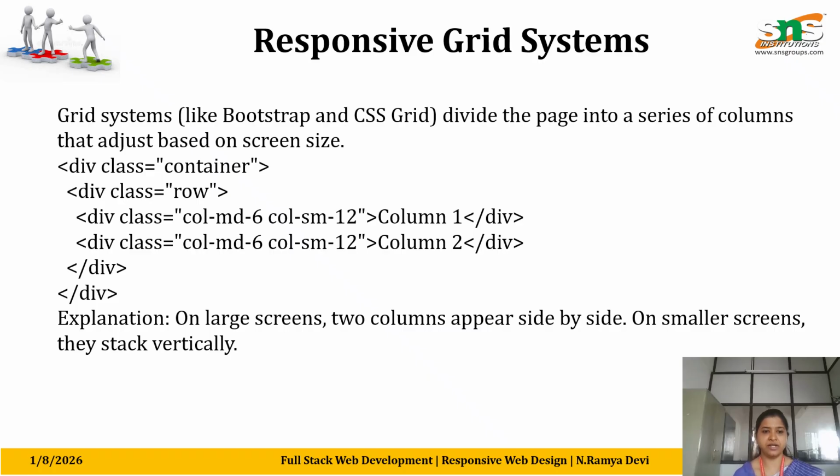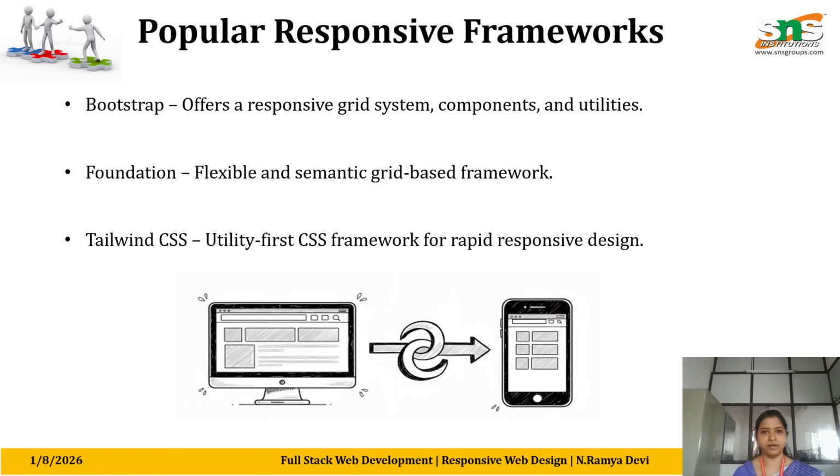And finally the responsive grid system. Grid systems like Bootstrap and CSS Grid divide the page into a series of columns which adjust based on the screen size. Here also we can give the container class written in your CSS file, where the margin is automatically adjusted based upon the screen you're opening the web page on. On large screens, two columns appear side by side. On smaller screens, they appear stacked, or vertical.